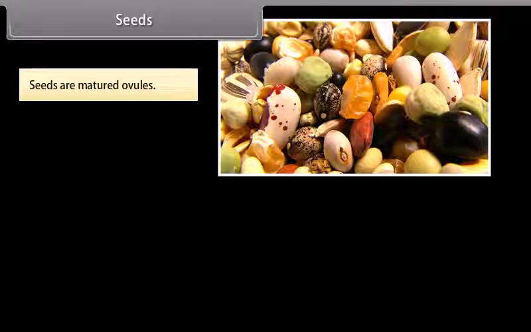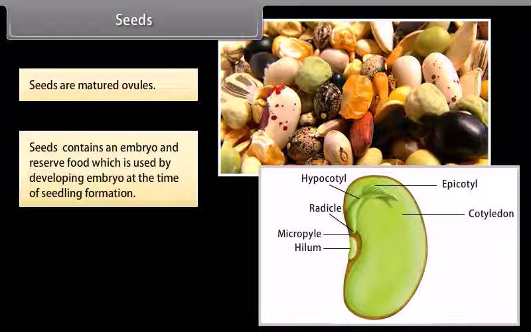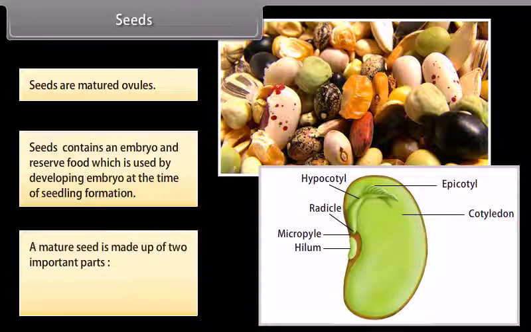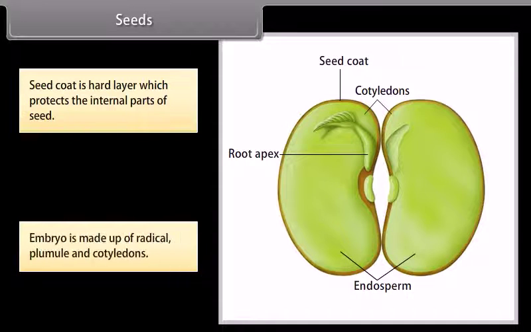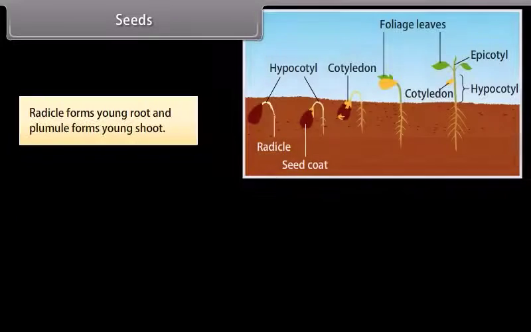Seeds. Seeds are matured ovules. Seeds contain an embryo and reserve food which is used by the developing embryo at the time of seedling formation. A mature seed is made up of two important parts: seed coat and embryo. Seed coat is a hard layer which protects the internal parts of seed. Embryo is made up of radicle, plumule and cotyledons. Radicle forms young root and plumule forms young shoot.